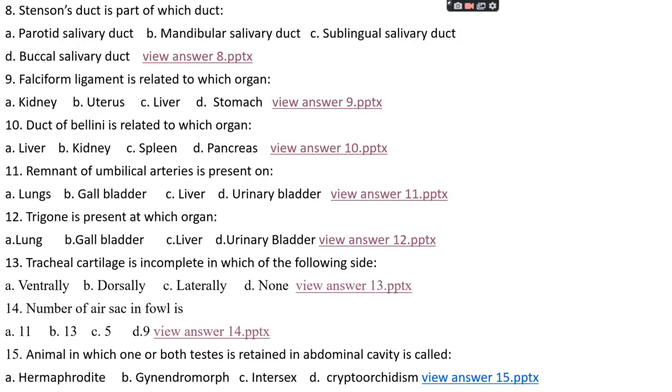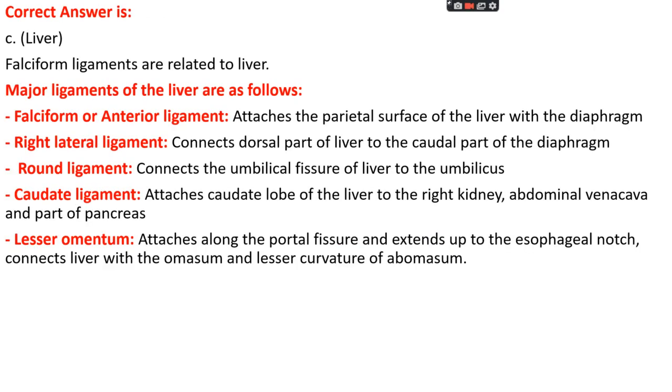Question number 9. Falciform ligament is related to which organ? Option A, kidney. Option B, uterus. Option C, liver. Option D, stomach. The right answer is option C, that is the liver. The falciform ligament is related to the liver.